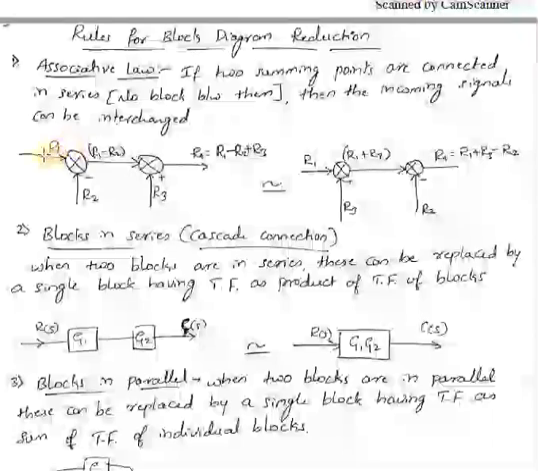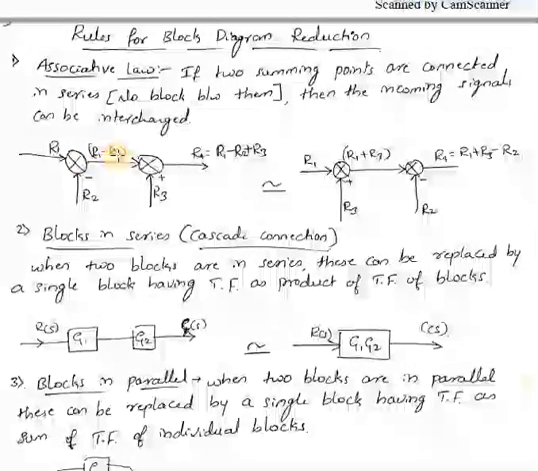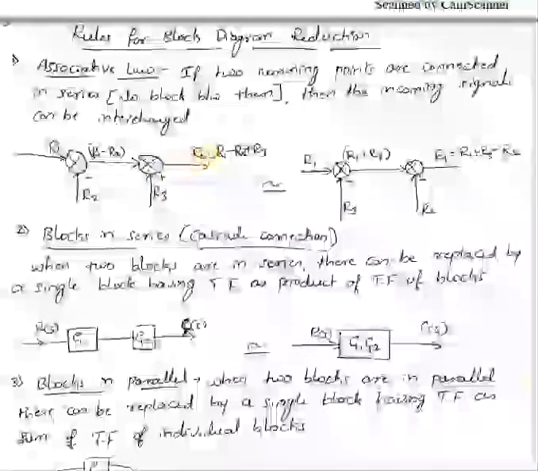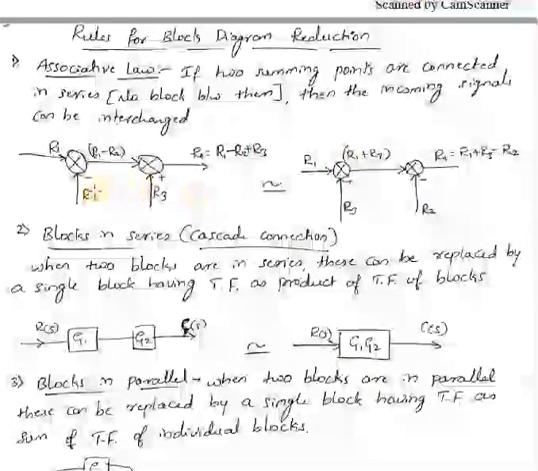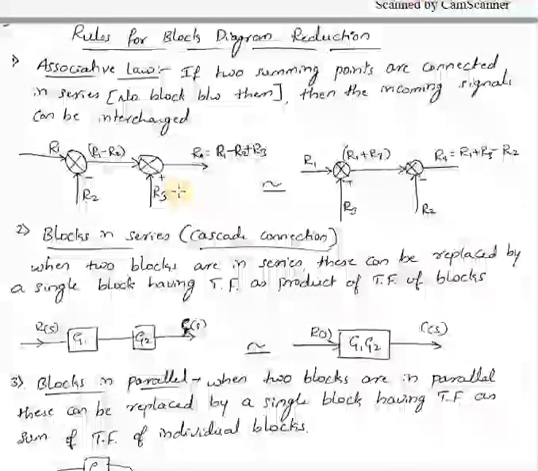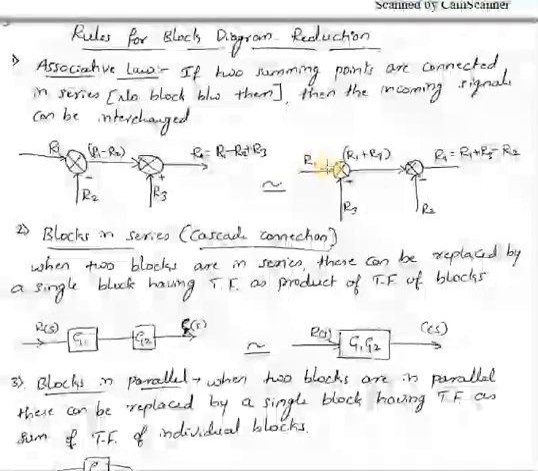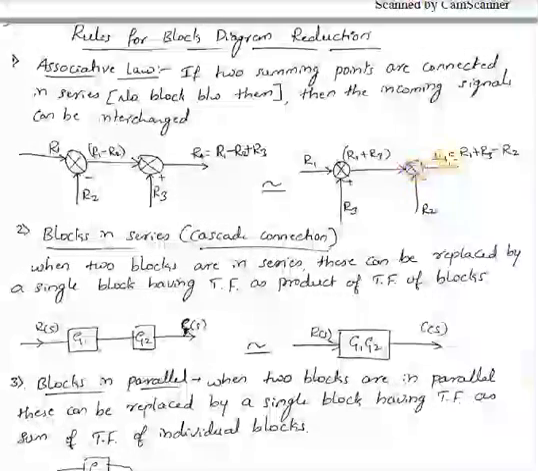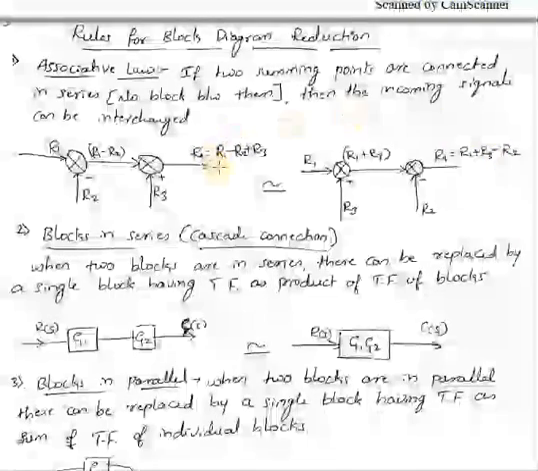For example, here R1 is the input, R2 is with a negative sign, so the signal coming from this summing point will be R1 minus R2, and here R3 is the input signal. So put together, your output will be R1 minus R2 plus R3. If I interchange these two signals, that is R3 here and R2 here with its sign, then R1 is here and R3 is here. So here it will be R1 plus R3, and R2 is here. So R4 will be R1 plus R3 minus R2, which is equal to this.